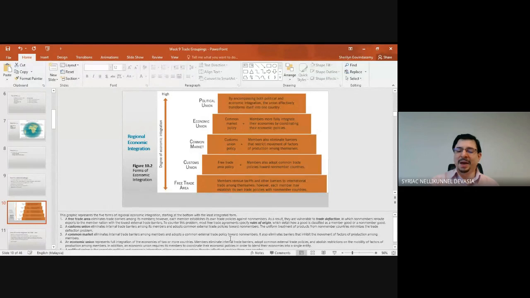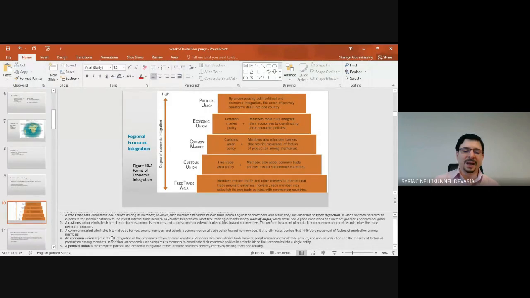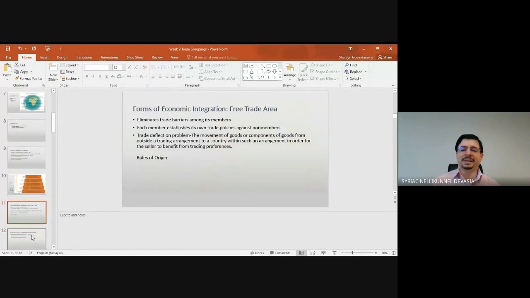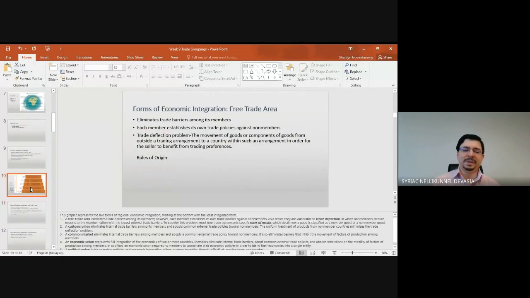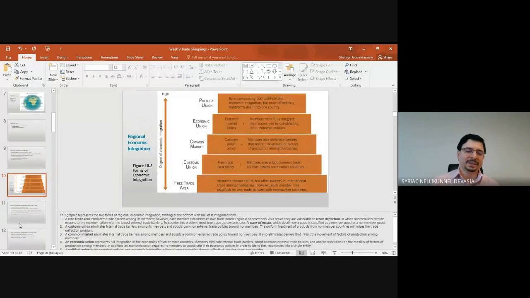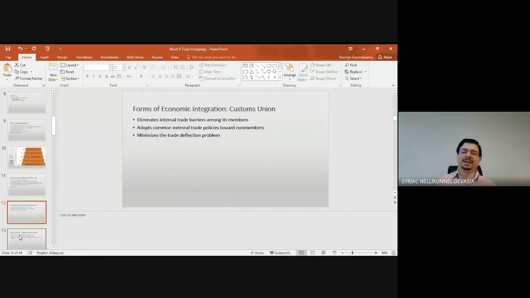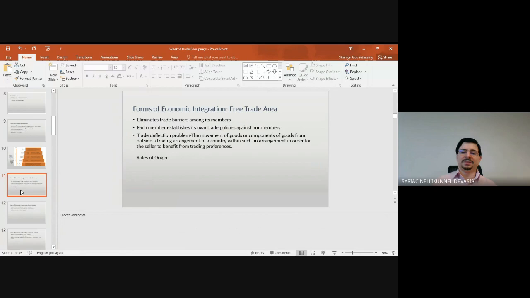Okay, it eliminates barriers that inhibit movement of factors of production among members, then an economic union, and finally a political union. So let's look at each of these as we go ahead. So we have a free trade area, okay?